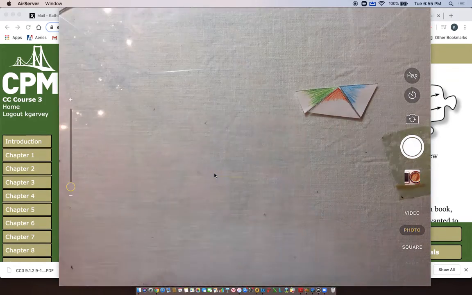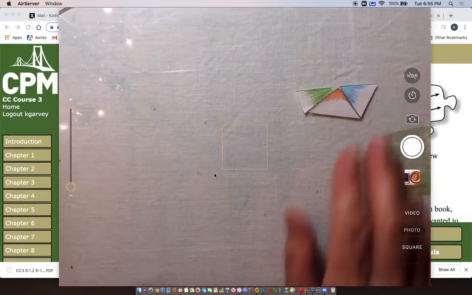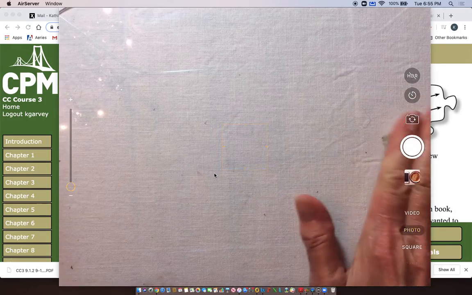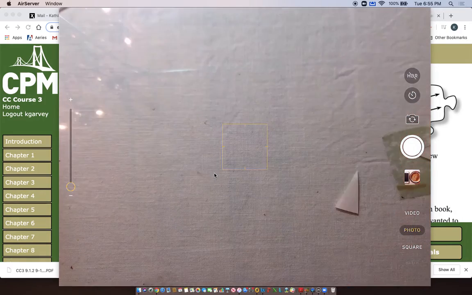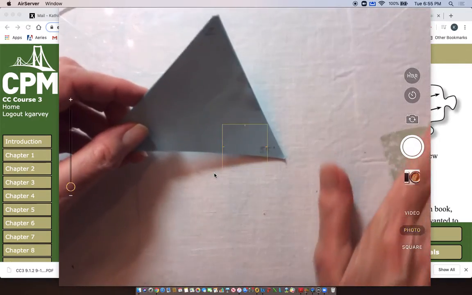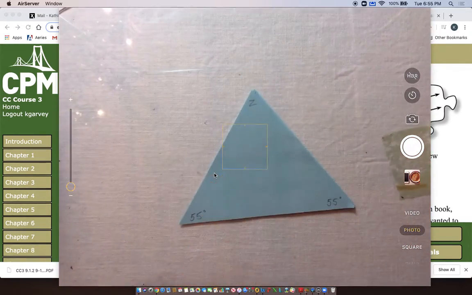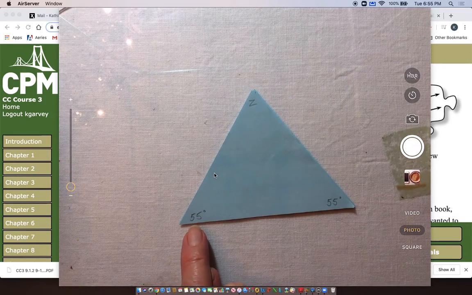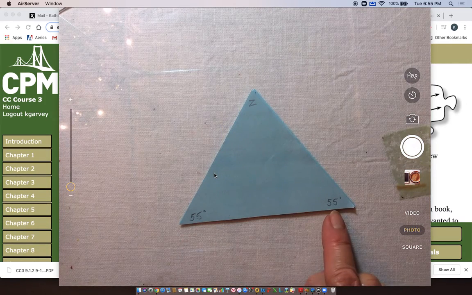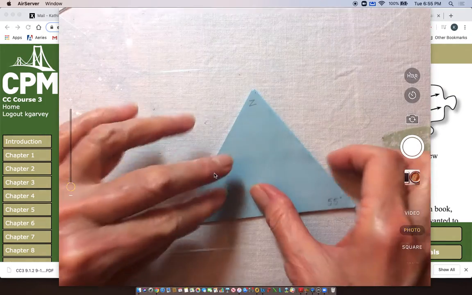Okay, well, that worked for that triangle, but does it work for every triangle? Let's try a few other triangles. Here's a triangle that's a very different shape. In this case, we know that this angle is 55 degrees, so is this one. And this one, we don't know what that angle is.